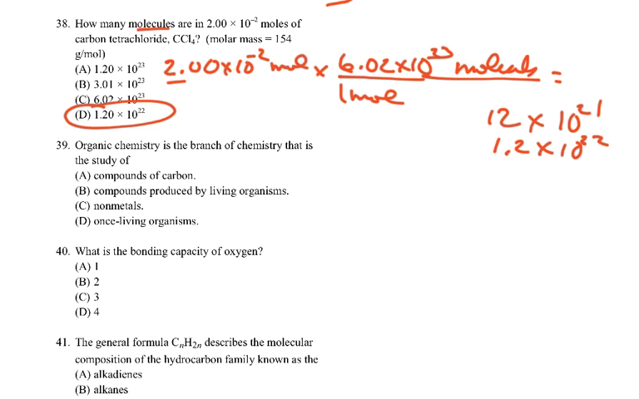Calculator question. Organic chemistry is a branch of chemistry that is the study of compounds of carbon. Okay, that's that answer. Compounds produced by living organisms. That was the old definition, and they found out they didn't have to have that. Talking about non-metals, there are mostly non-metals, but not necessarily. And only living organisms, no, definitely not. So it's answer A.